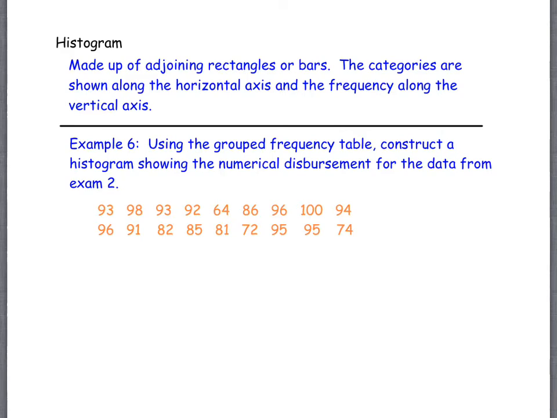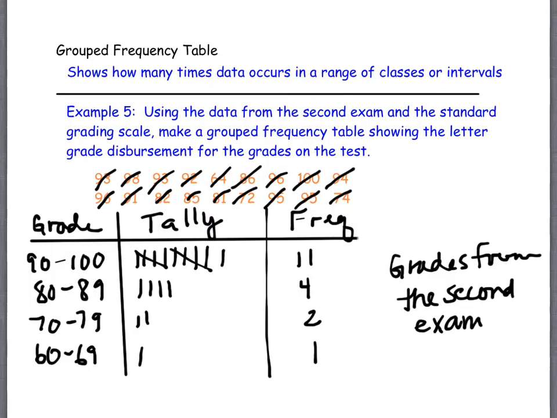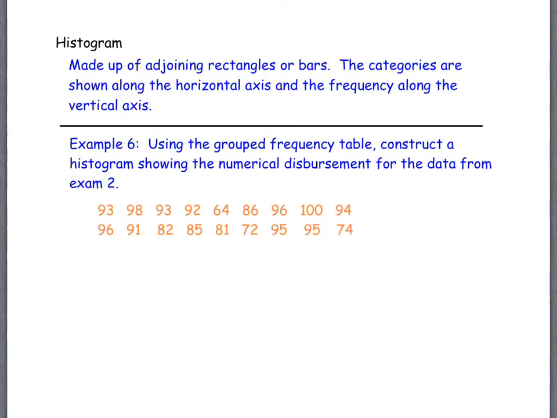It actually looks like vertical bars, or sometimes they're drawn horizontally. We're going to draw one vertically, but they could be horizontal. The categories are shown along an axis, and then the frequency is along the other axis. This is the same information as the last problem, the same data as the grouped frequency table, and we're going to create a histogram.